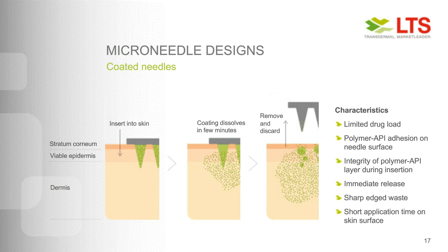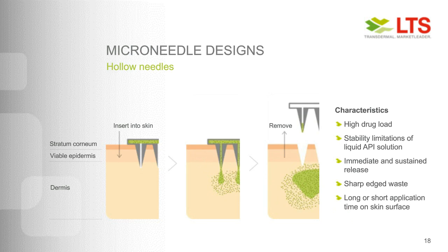Typically, this is an immediate release system, and you have sharp-edged waste because you pull out this metal needle or this plastic needle. The big advantage is it's a short application time. You punch it in, it is released most likely very fast. You pull it out, so you don't have any medication on the skin surface any longer. So when it comes to the next microneedle design, it's actually hollow needles.